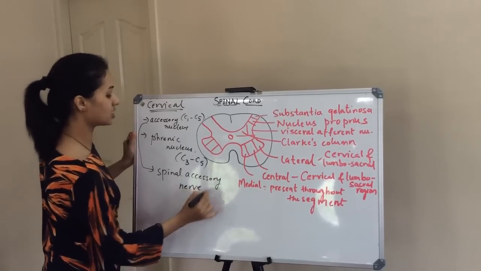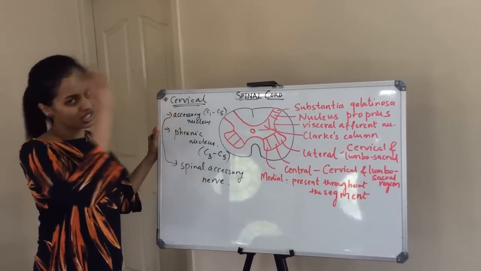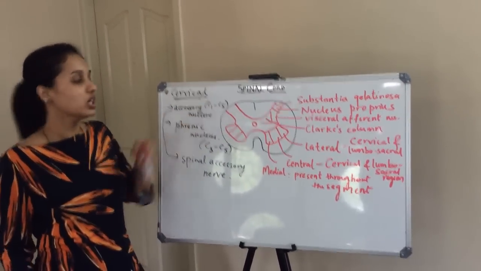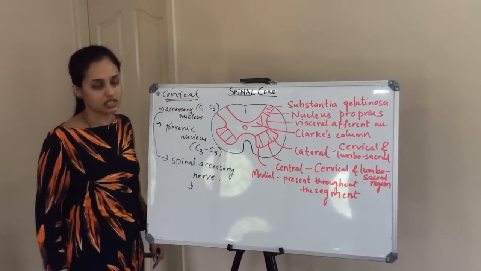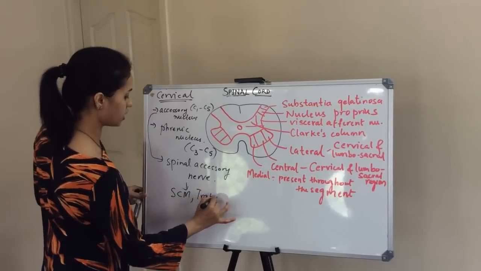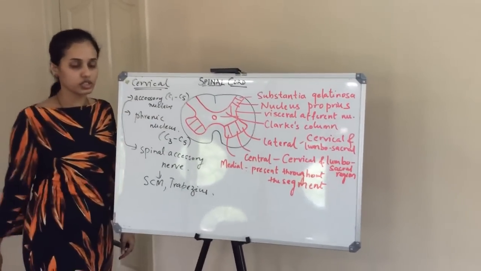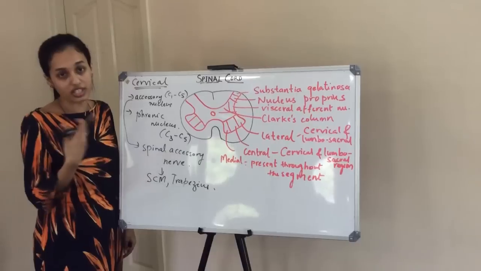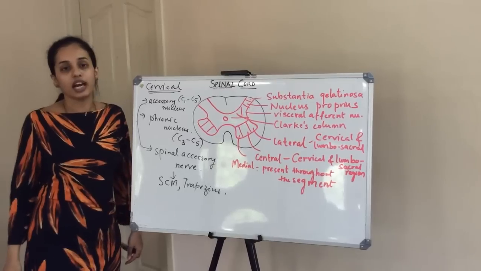The accessory nerve is the 11th cranial nerve, which has two parts: the cranial part arising from the brainstem and the spinal part arising from C1 to C5. The spinal accessory supplies the sternocleidomastoid and trapezius. Then there is one more nucleus, the phrenic nucleus, which gives rise to the phrenic nerve supplying the muscles of the diaphragm for respiration. They are present from C3 to C5 segment.